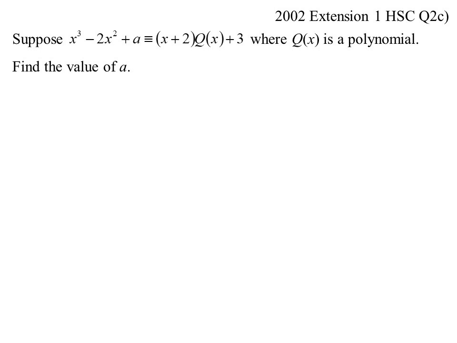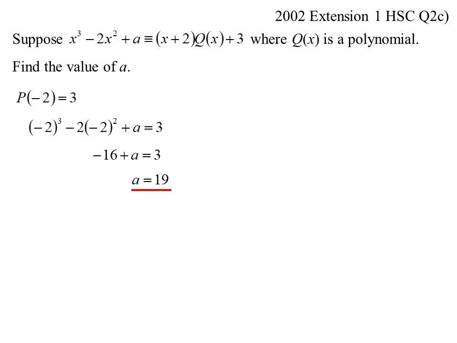Try this one. Suppose x cubed minus 2x squared plus a is the same as x plus 2 times some quotient plus 3. Simply asking us, find the value of a. Well, polynomial negative 2 is equal to 3, because that's effectively what we're saying here. When I divide by x plus 2, I get a remainder of 3. That's what that's saying. If I work with the left-hand side, then sub in negative 2, we're saying, well, this should be 3. And then we just get a is 19.